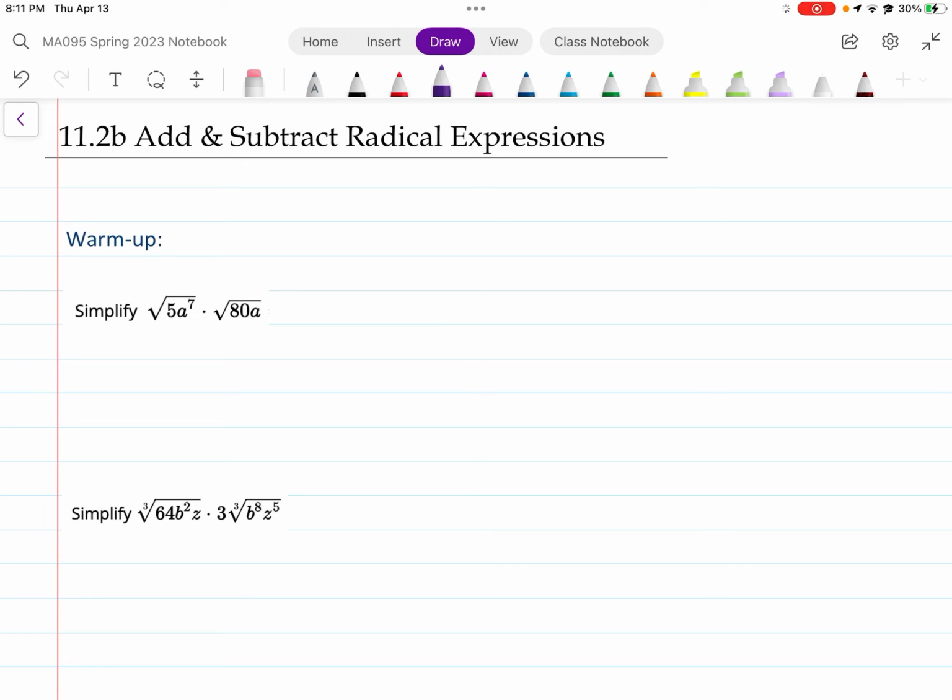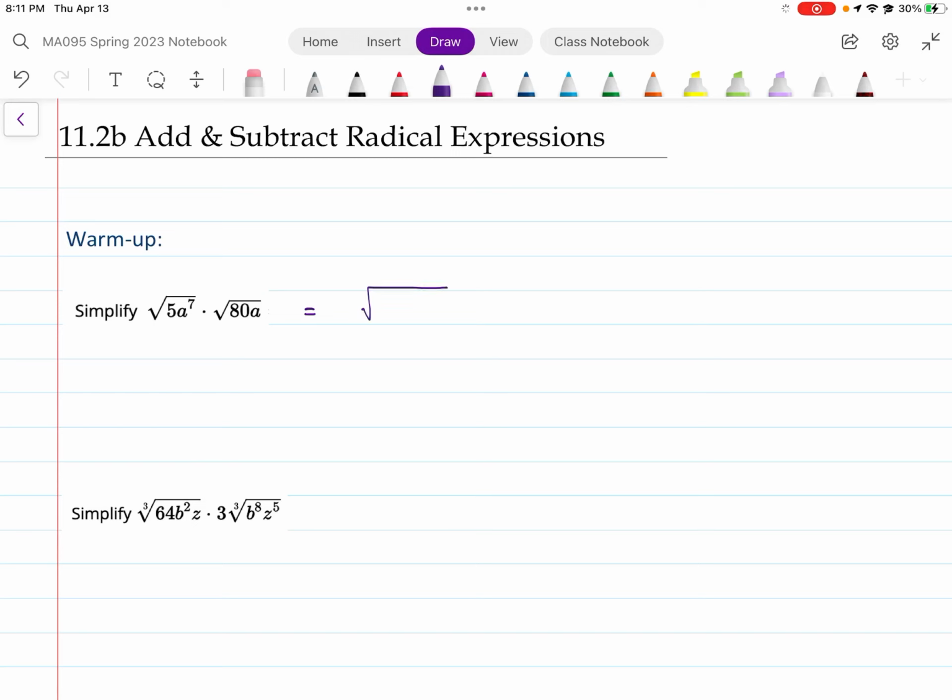So just to warm up from the last lesson that we had, pause the video and try these two problems, see how well you can do. All right, so hopefully you gave those a try. So this first one, again, these are just like a puzzle, really. See them as a puzzle.